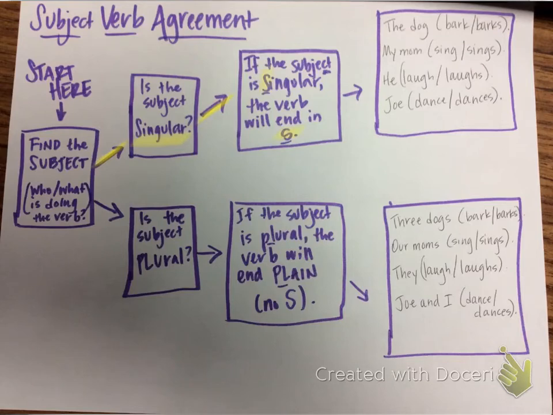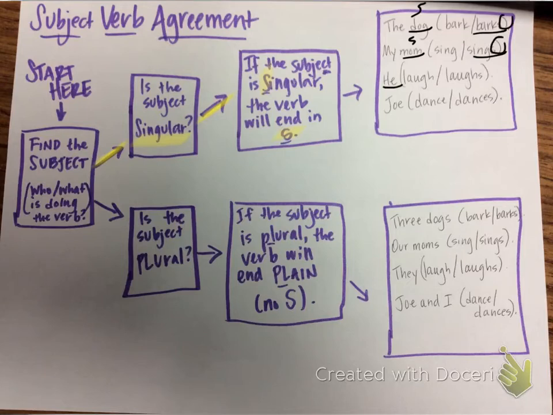Okay, singular, S. So when I look at the example sentences, the dog bark or barks, what's my subject? My subject is dog, right? And if I have a singular subject, what's the verb going to end in? S. My mom sing or sings. My mom is singular, so she sings. It ends in S. Okay?